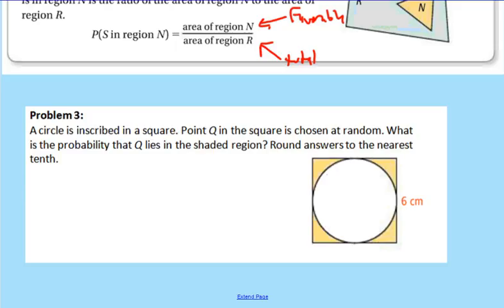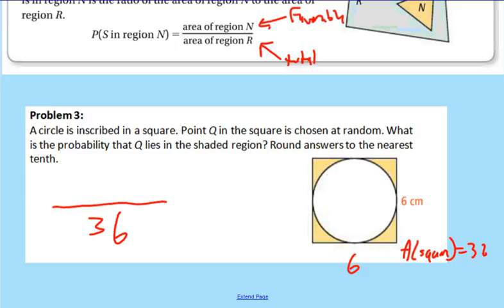So let's look at the total area. Total area would be 6, it's a square, so 6 by 6, which is 36. So the area of the square is 36 units squared, or centimeters squared. We're at 36 on the bottom there.